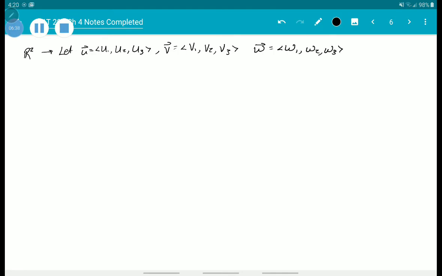So there's 3 generic vectors, U, V, W. And, oh, wait, we want to do an R2, not R3. Sorry about that. I got really excited about talking about vectors. So there's 3 vectors that live in R2. And then we need a couple of scalars. So we're going to let C and D be scalars.